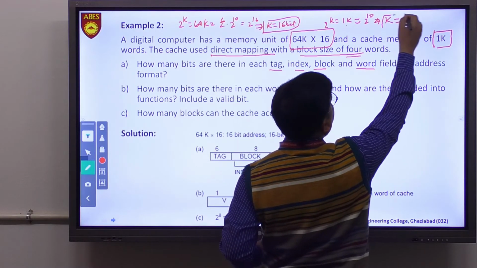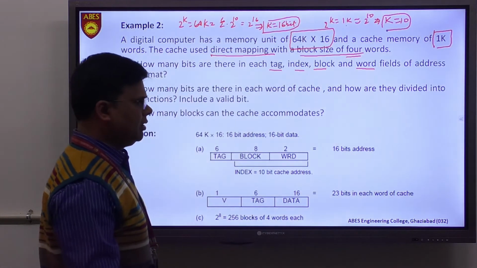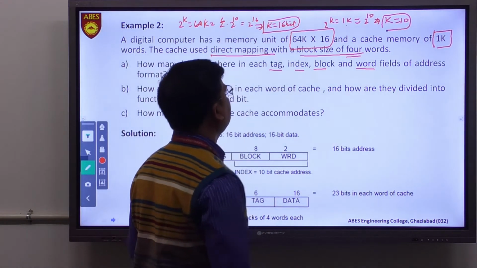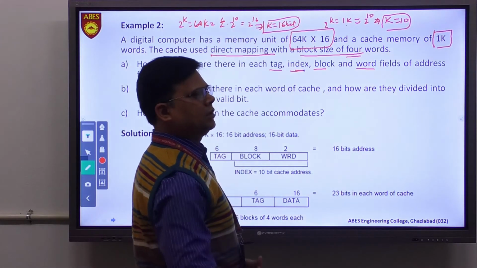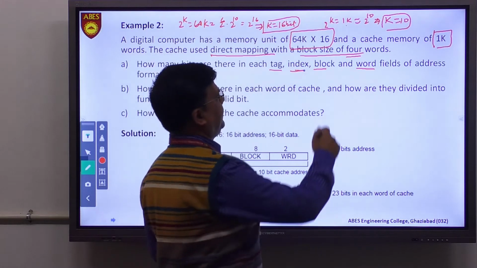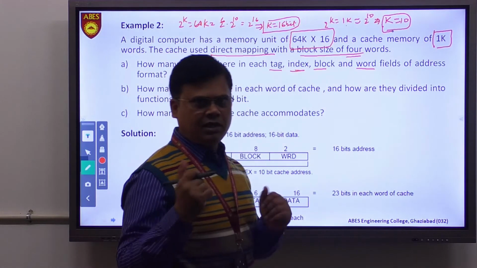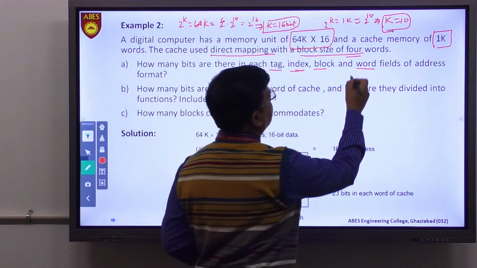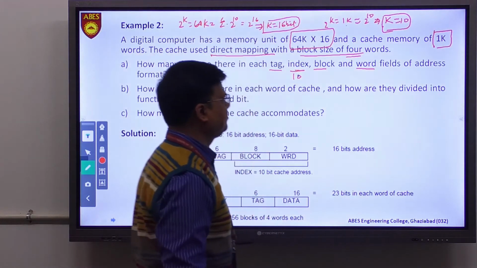So 10 bit address is required to address the cache memory. As we have earlier told you, the index field always contains the size of k. So what is the size of k? That is the 10 bits. So the size of the index will be 10 bits.